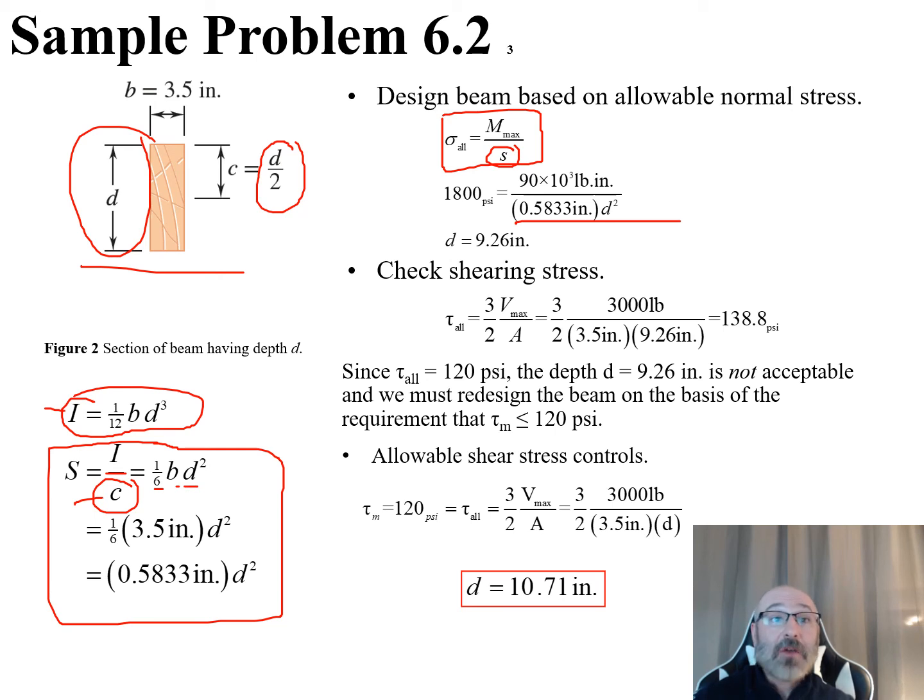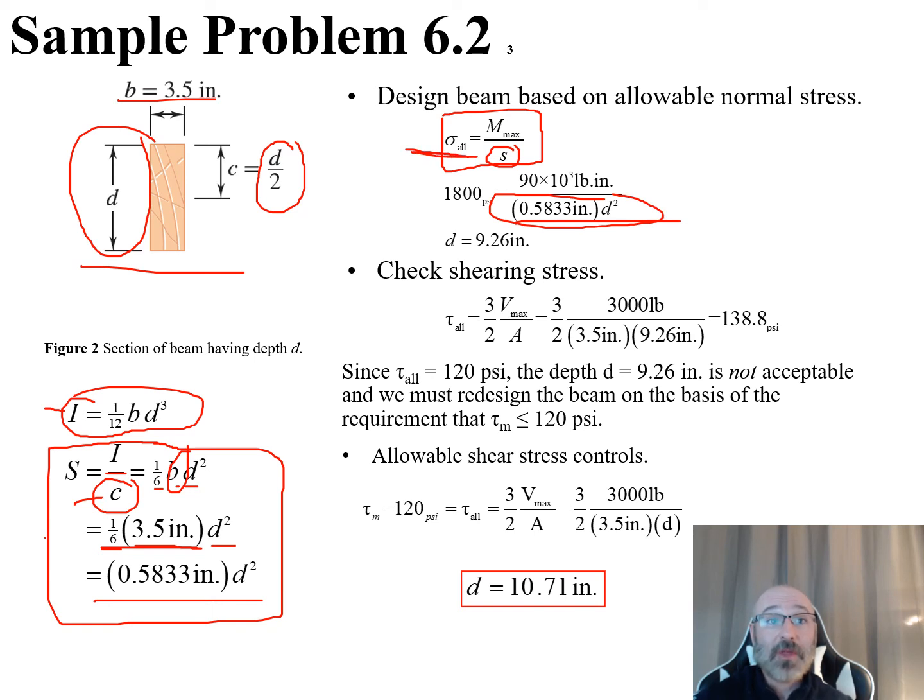Well, we have values for all those, for our B. Our B is equal to 3.5 inches, so we can plug that in. And we see that S is now equal to 1/6 times the B value, which is 3.5 inches, times our D squared. So now we can do out our math, and 1/6 times our 3.5 ends up as 0.5833 times D squared. So that's where this denominator came from.